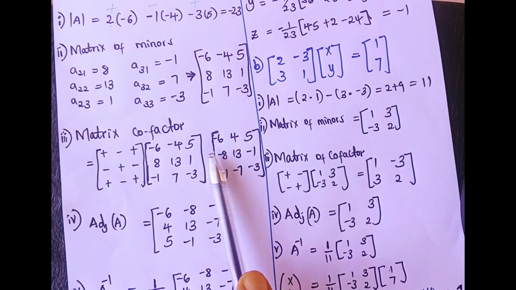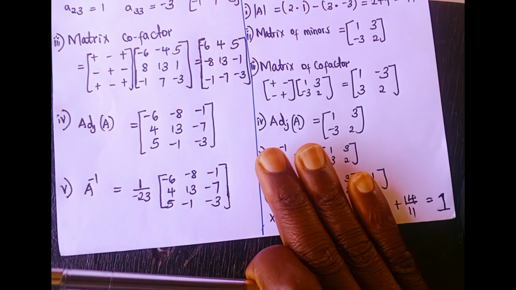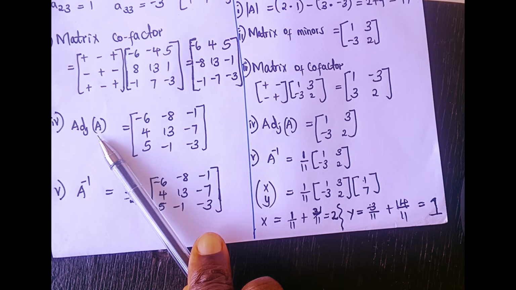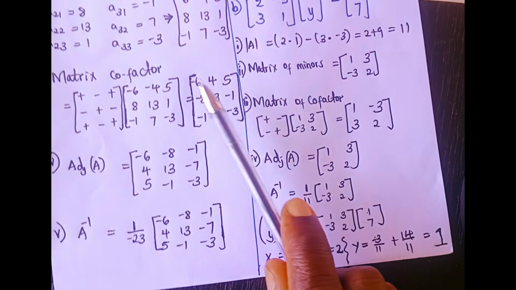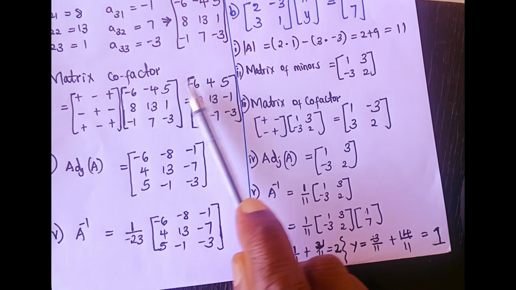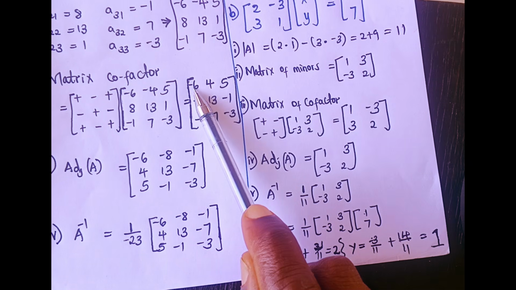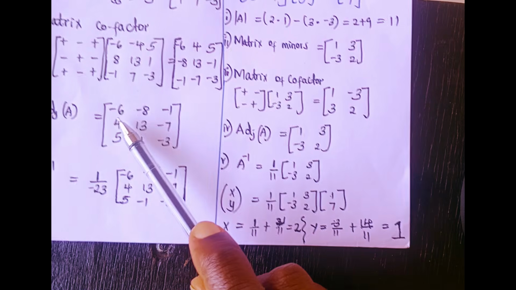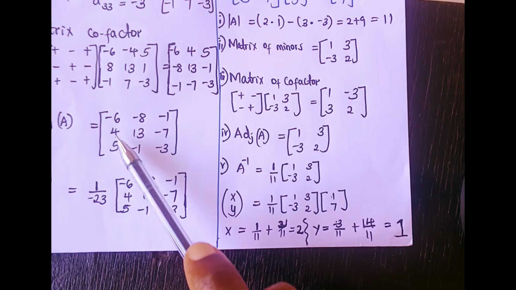This will be the matrix cofactor. After finding the matrix cofactor, the next step is to find the adjoint or transpose of this matrix. To transpose, we change the rows into columns. For example, the first row is negative 6, 4, and 5, so changing from row to column, it will be negative 6, 4, and 5.